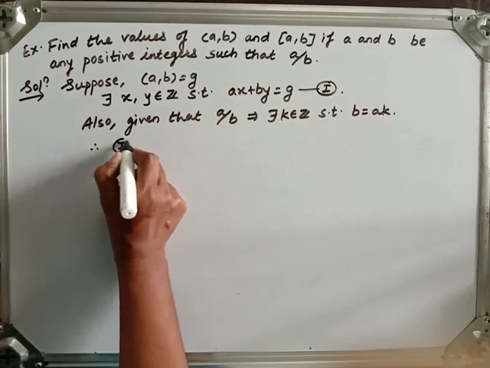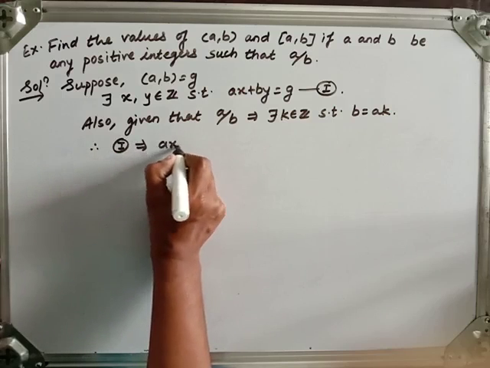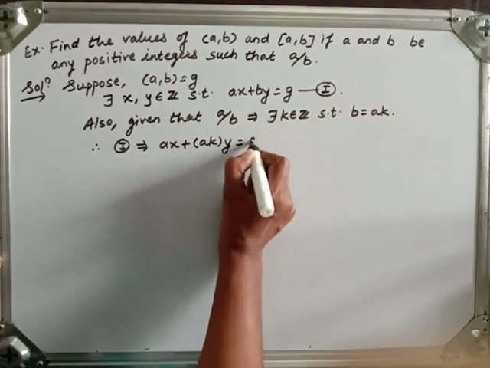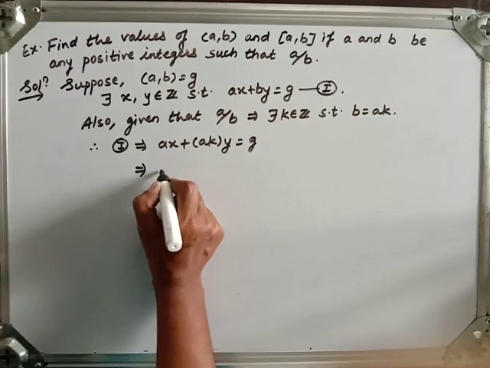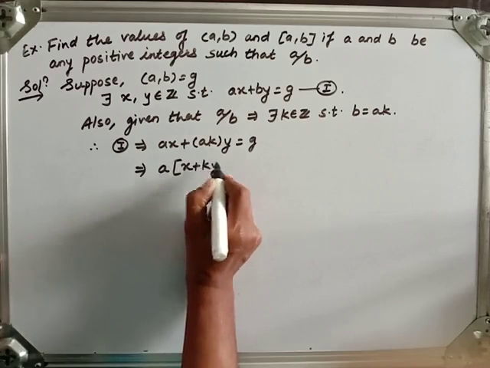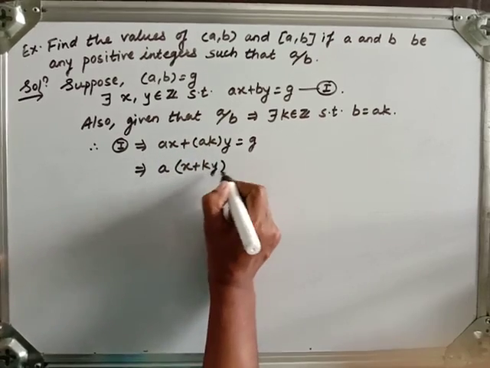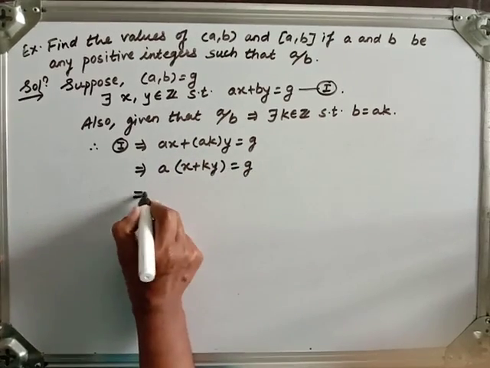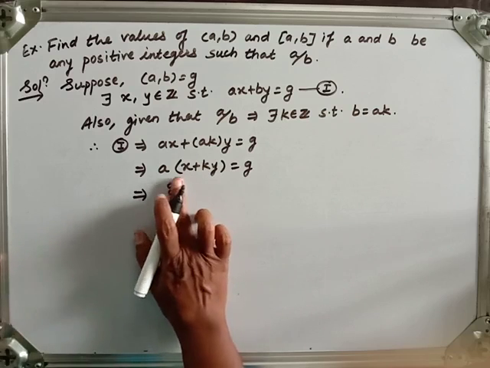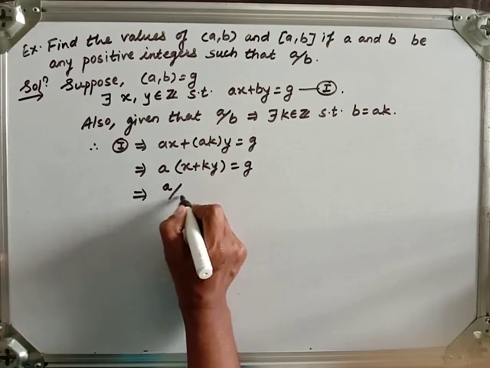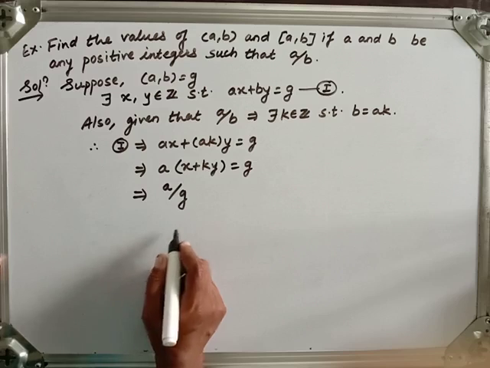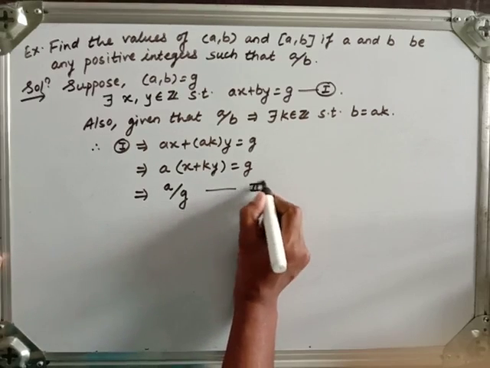Therefore, 1 implies AX plus AK into Y is equal to what? G. So, here take A common, we get A times (X plus KY), which equals G. So this says A divides G. By definition of divisibility, A divides G. Let it be equation number 2.